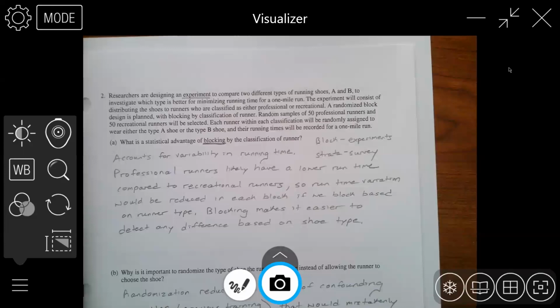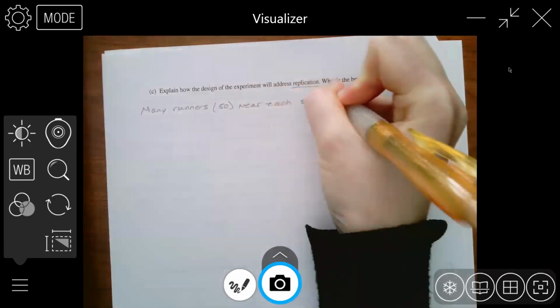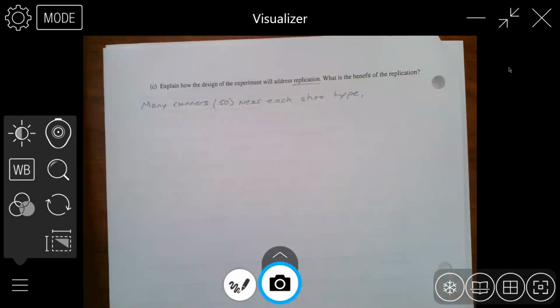Excellent. Multiple runners, sample of 50, anything like that. Correct. 50 in each group. Okay. So replication is seen because many runners, namely 50, wear each shoe type. Okay, half the question answered right there. No need to fluff it up. That's it. Done. Okay, now our next one, what's the benefit?